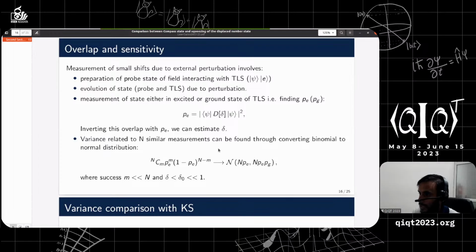and if we found the excited state m times, then by binomial conversion to the normal distribution, we will have the variance equal to n PE PG. This variance will describe how much error is associated in the measurement of this small fluctuation. So now this variance is actually the criterion for the sensitivity.